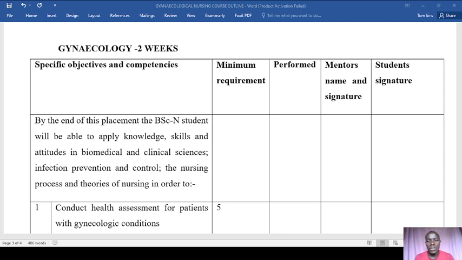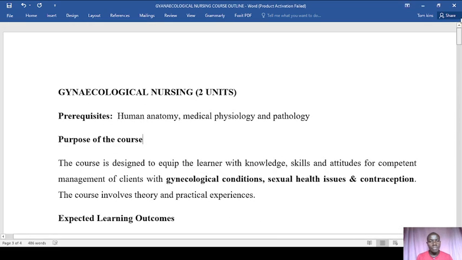I'll request you to attempt the pre-test in the description section, just to assess to what extent you have covered human anatomy, medical physiology, and finally pathology, which are key concepts and prerequisites for this course.